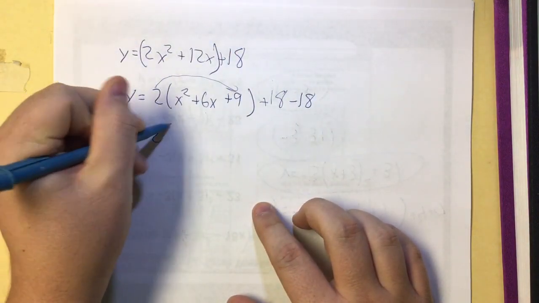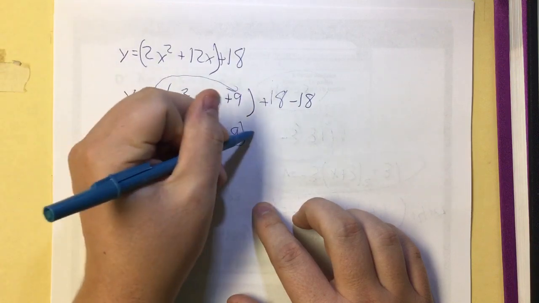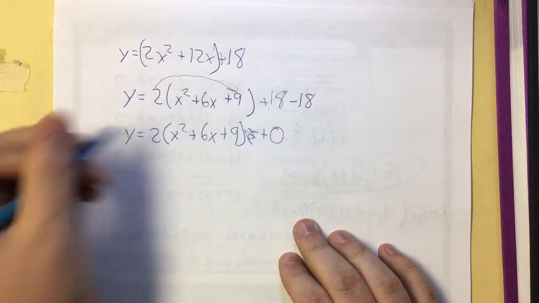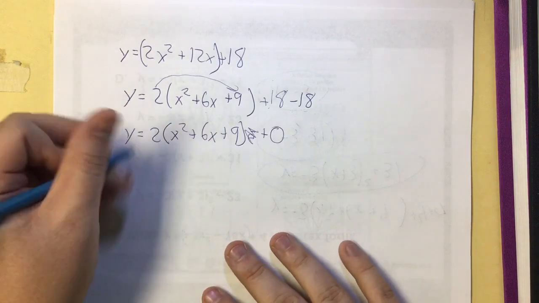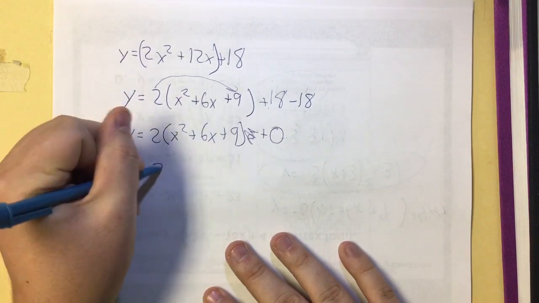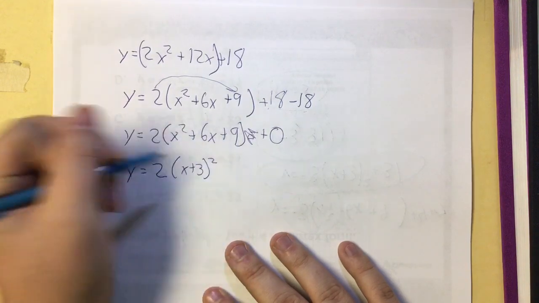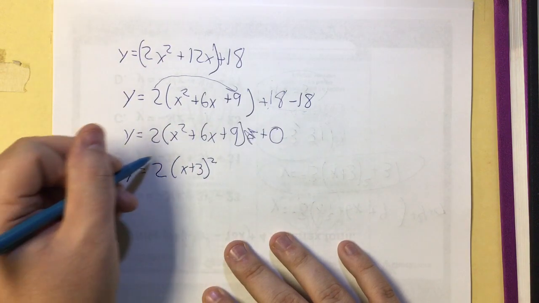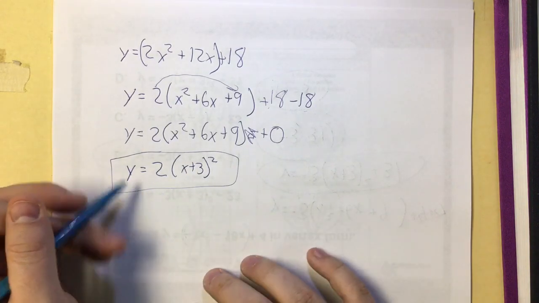So I get y equals 2 times x squared plus 6x plus 9, not equals, 18 minus 18 is plus 0. The plus 0 doesn't have to be there, but we'll talk about why it might be beneficial for you to keep it there. So I factor this out. This factors to x plus 3, and then if you want to put the plus 0, you can. I'm going to write it right now without the plus 0 in this case. So here's our equation in vertex form.